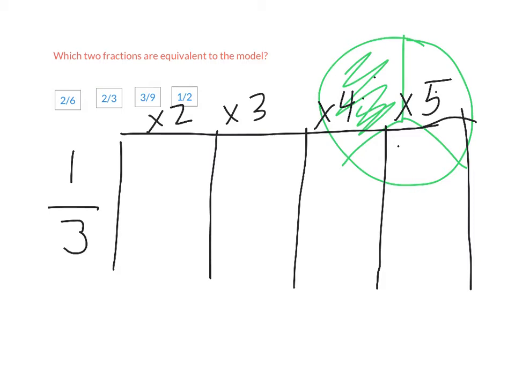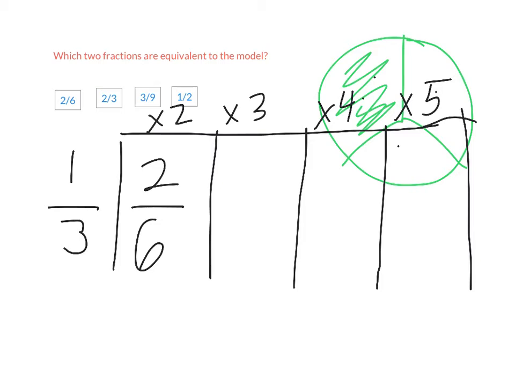The beautiful thing about fractions is I can multiply them, and as long as I multiply the numerator and the denominator by the same number, it doesn't change the value, which is exactly what equivalent fractions mean. So I'm going to multiply my numerator. 1 times 2 is 2. Now I'm multiplying my denominator. 3 times 2 is 6.